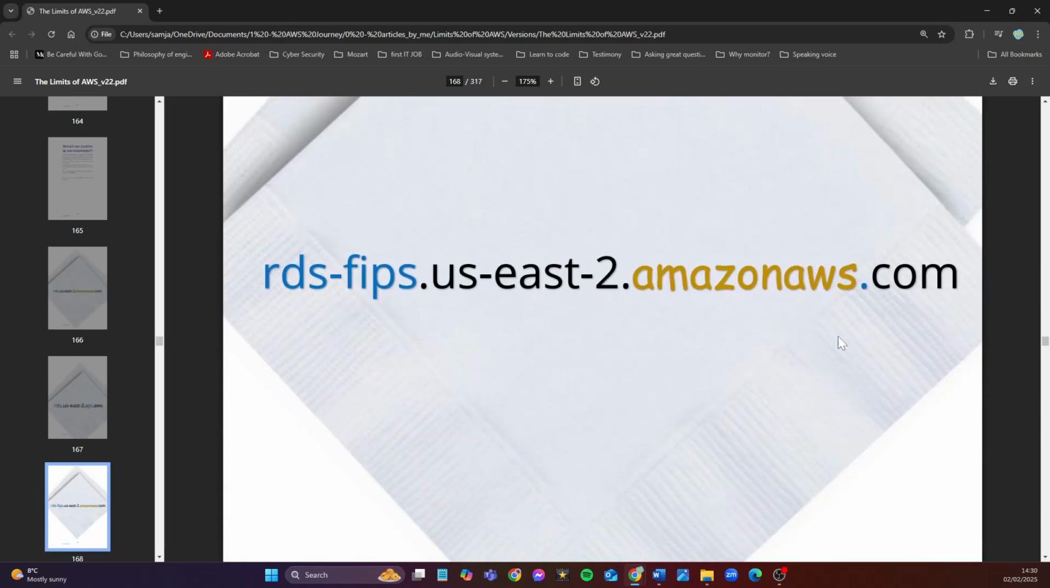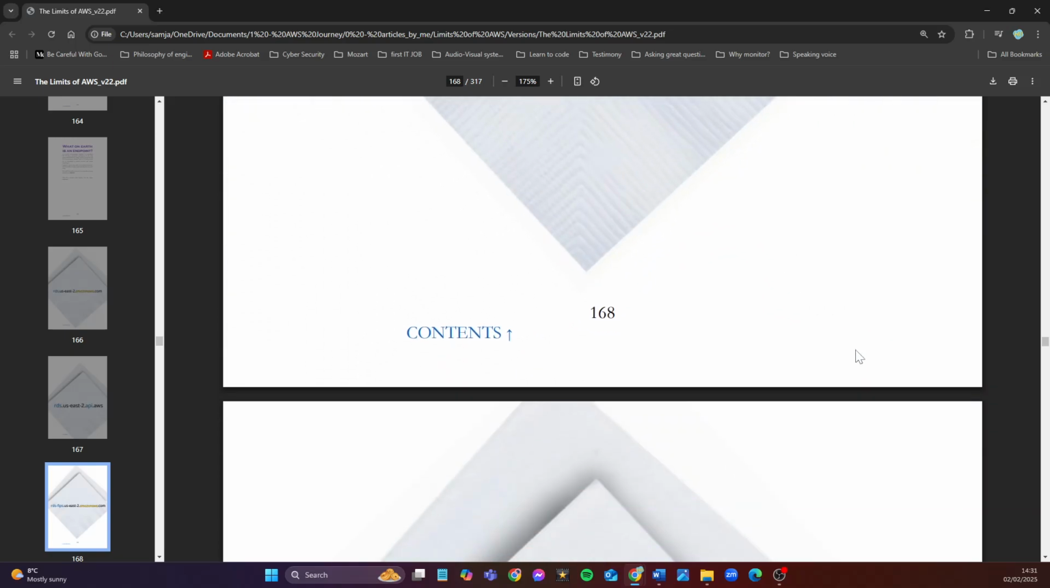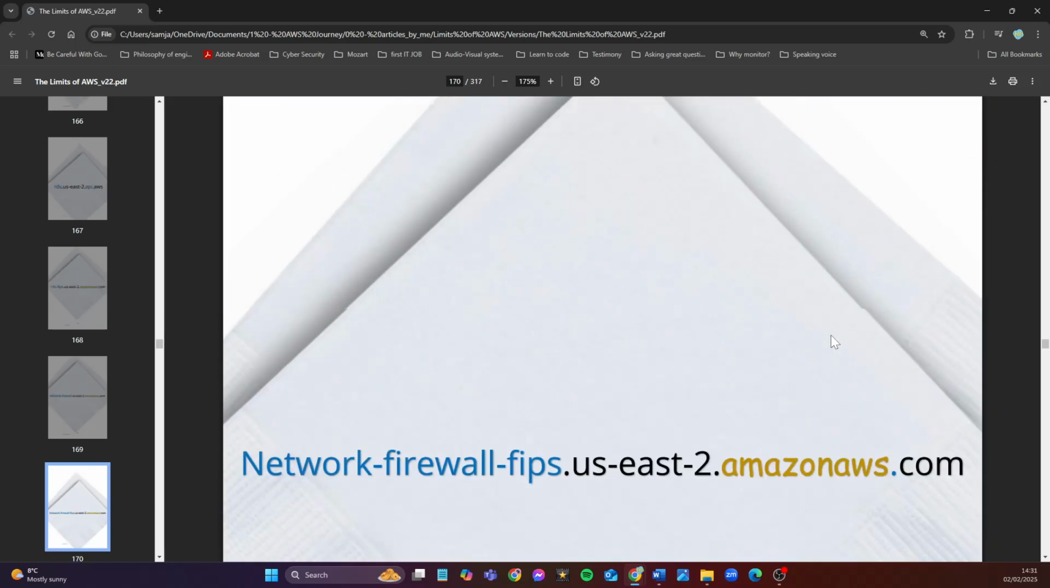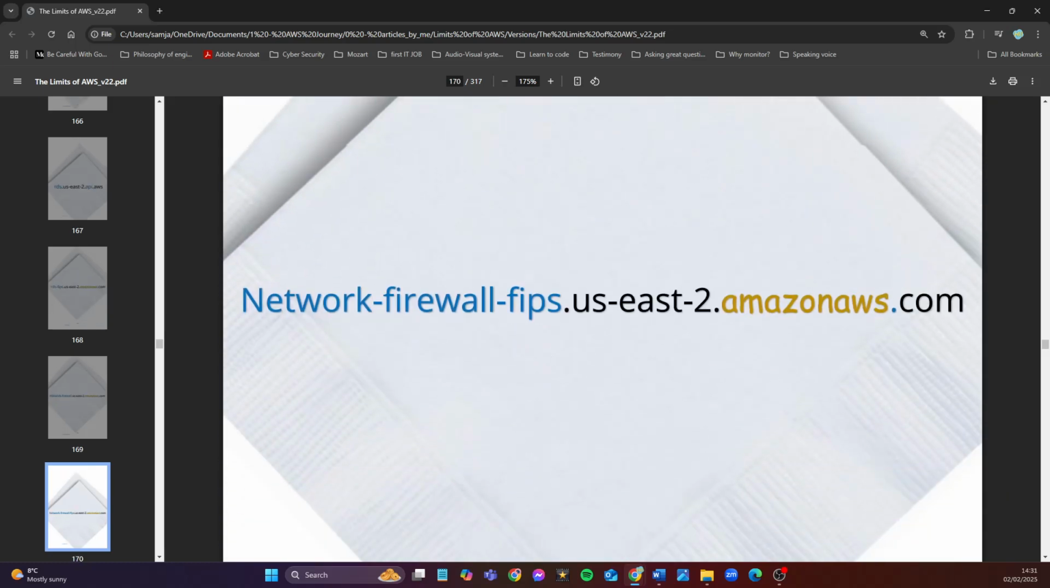A third napkin. This is slightly different. I've put in this sort of orange colour. This term, we haven't seen that before, or in the previous example, it's amazonaws. Again, US East 2 before amazonaws. We've got .com at the end, but there's no API here. And it says rds-fips. Another napkin: network-firewall.us-east-2.amazonaws.com.